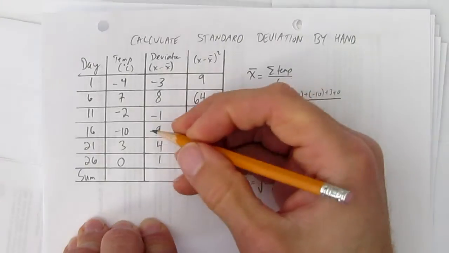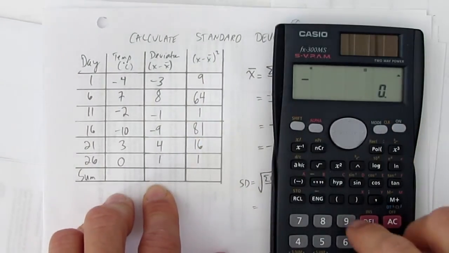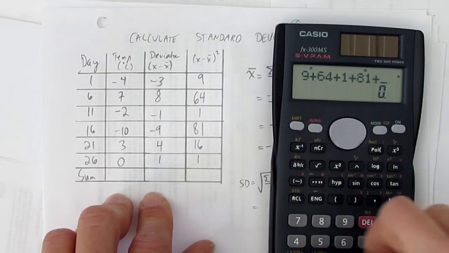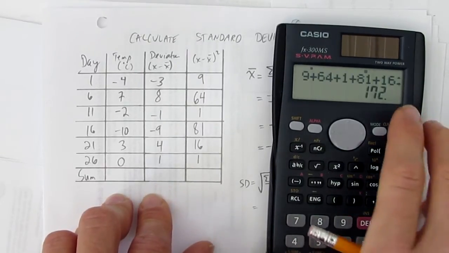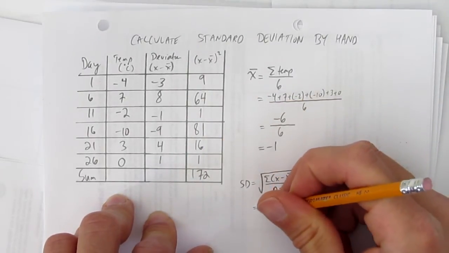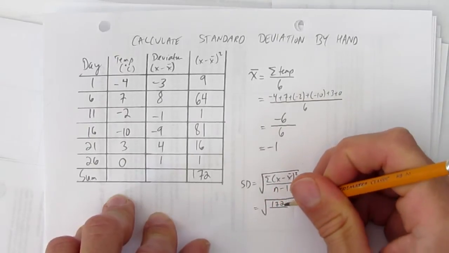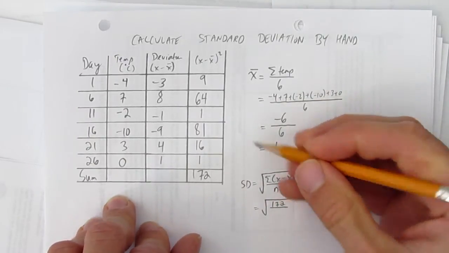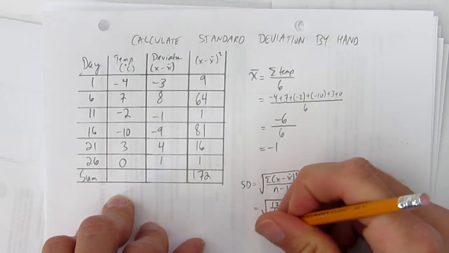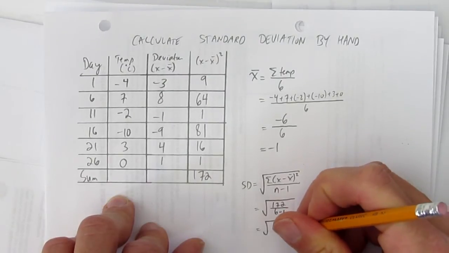Well, we need to calculate the sum of the squares, so I'll sum up that column there. It's 9 plus 64 plus 1 plus 81 plus 16 plus 1. You get 172. So this will be the square root of 172 all over n minus 1. n is how many things there are. There are 6 things. So it's 6 minus 1. In other words, you get the square root of 172 over 5.